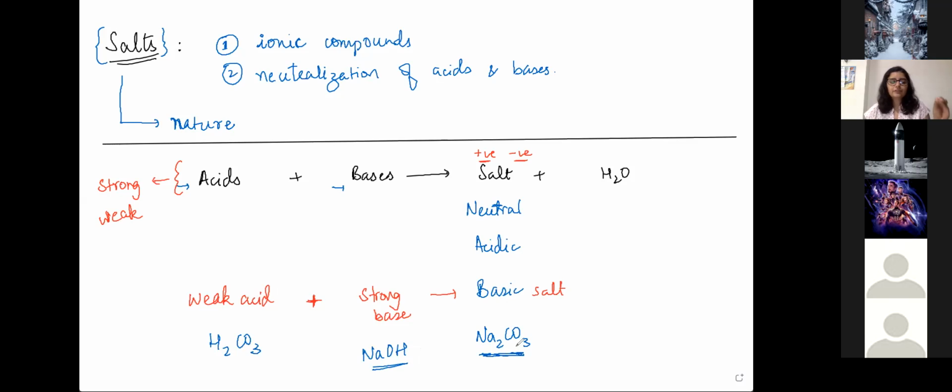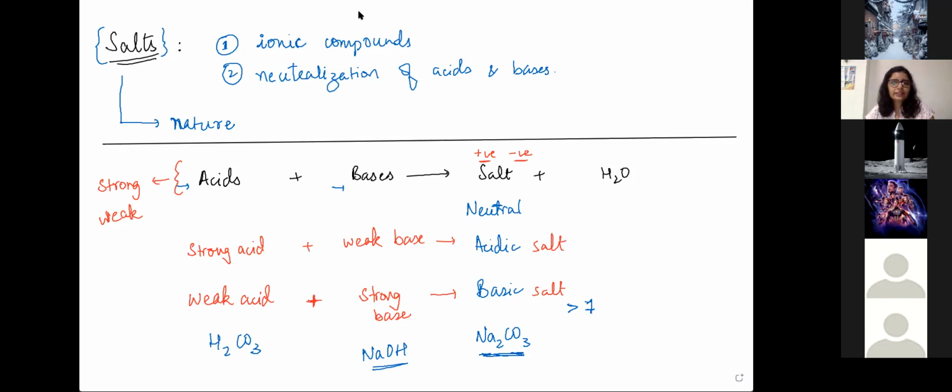Sodium carbonate, if you mix it in water and find out the pH, its pH is going to be greater than 7. It's going to show basic properties. Similarly, can anyone take a random guess how to produce an acidic salt based on this logic? Strong acid plus weak base. Awesome. So strong acid plus weak base gives an acidic salt.